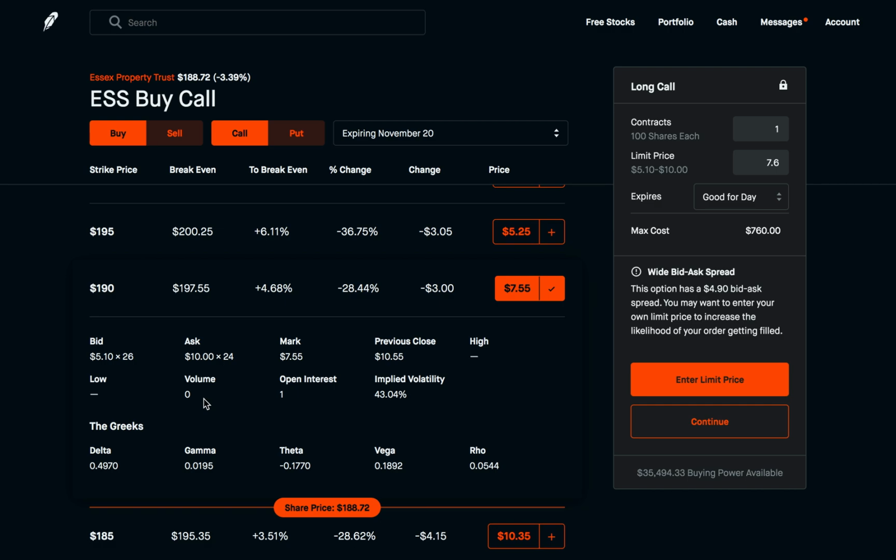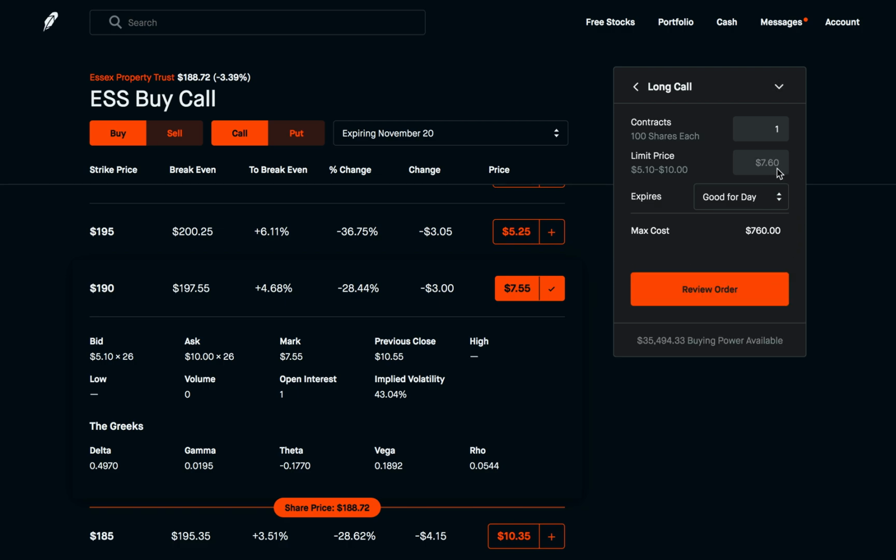And so again, this is very dangerous because if you were to buy this, first of all, you're not going to be able to buy it right now for 760. Even if there was some volume, you're not going to be able to buy it for 760 because the seller is asking for $10. They're not going to want to lose 240. Okay, that's a lot of money. So if you're going to buy this, you'd probably have to go a little bit higher to meet them.